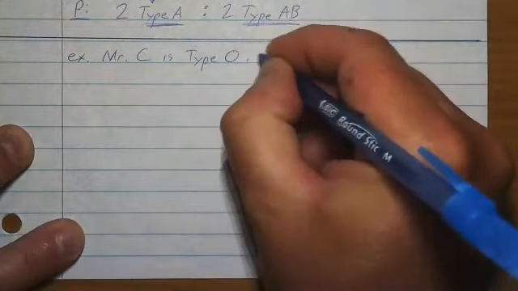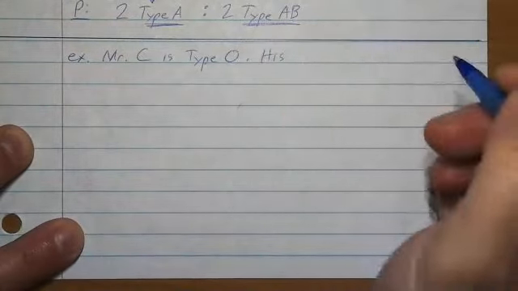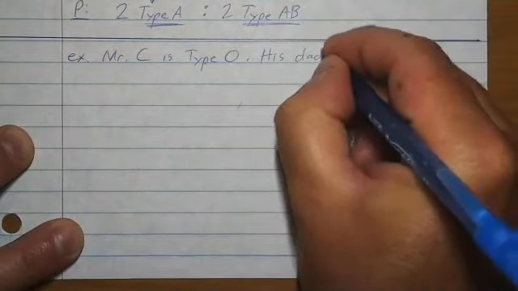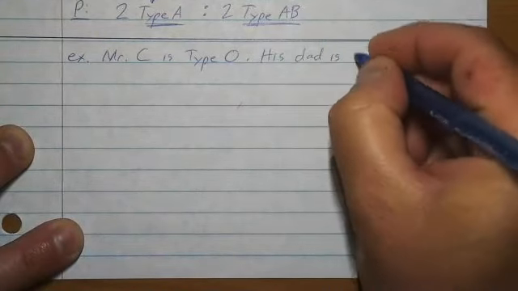All right, so I am type O. My dad, we'll just do third person, his dad is type B.